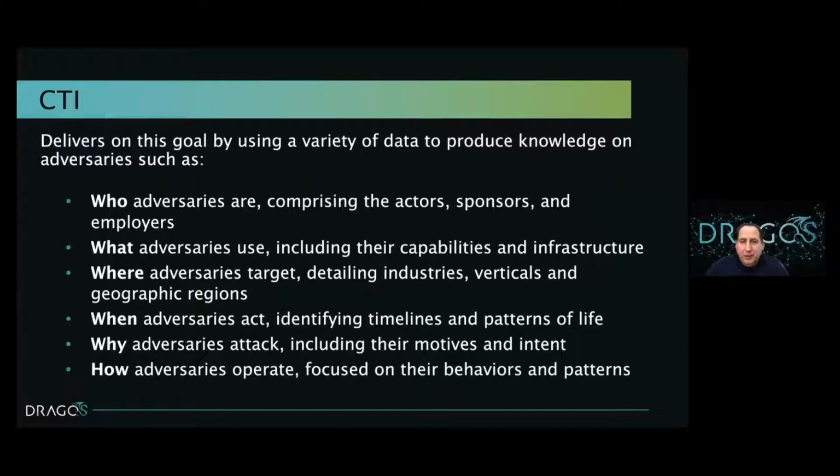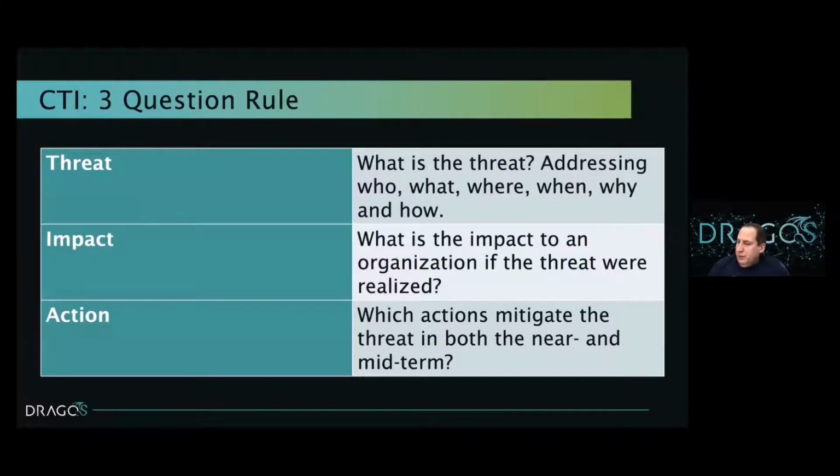That tends to be something that we would look for in trends analysis. Who's attacking organizations in the United States? Who's attacking organizations in the Middle East? Who's attacking organizations in Australia? These are the sorts of things that you may look at if you're focusing on how they're acting. It's related actually to the when too, the patterns of life. So the three-question rule, very simple. What's the threat? So we address those five questions.